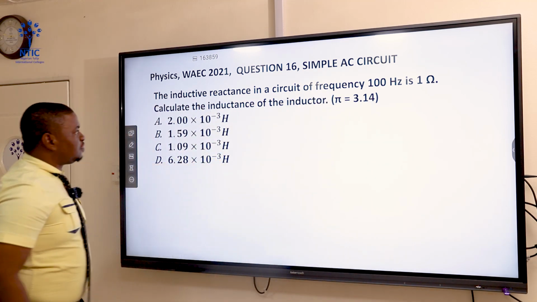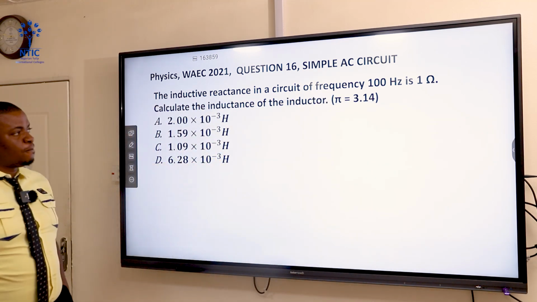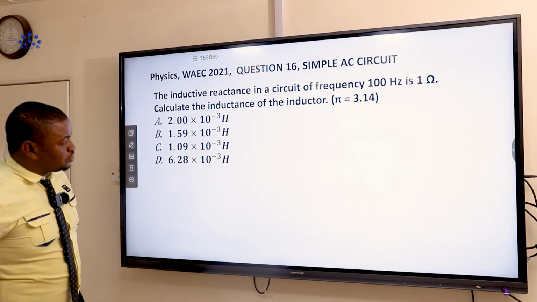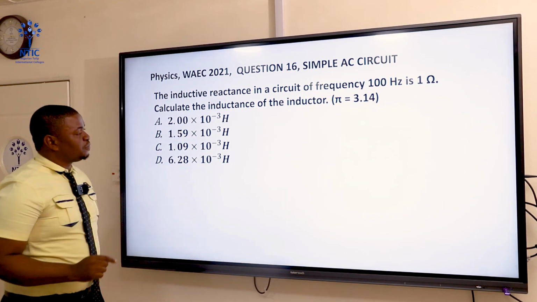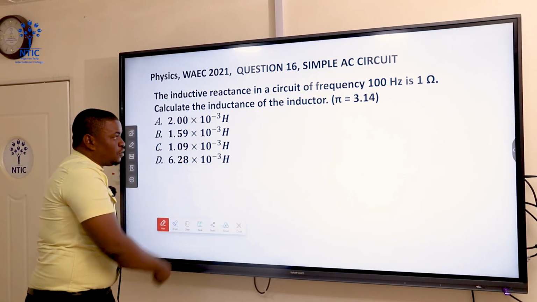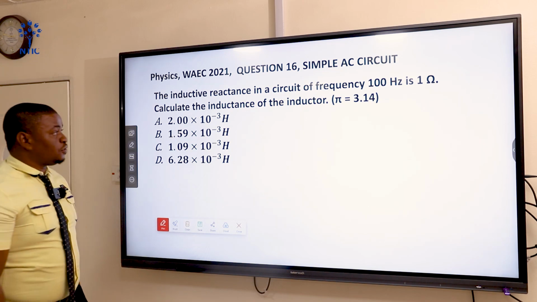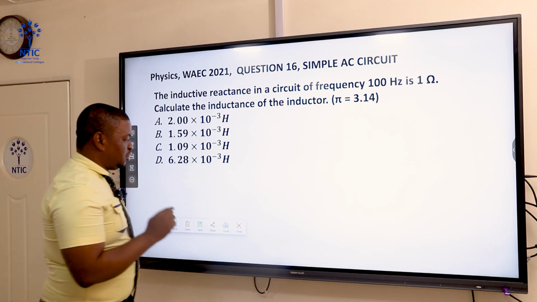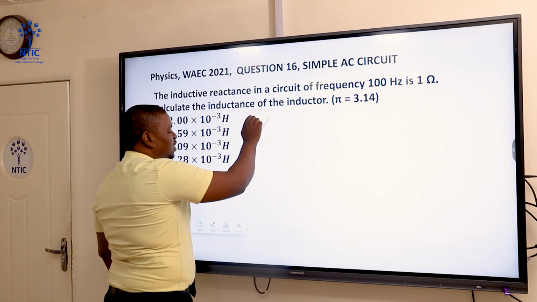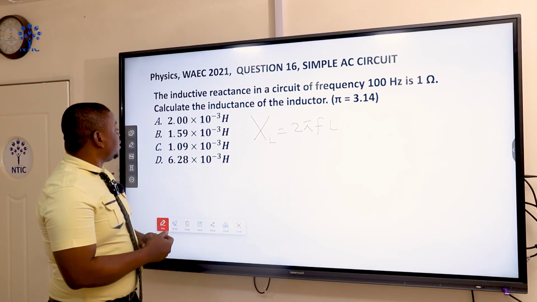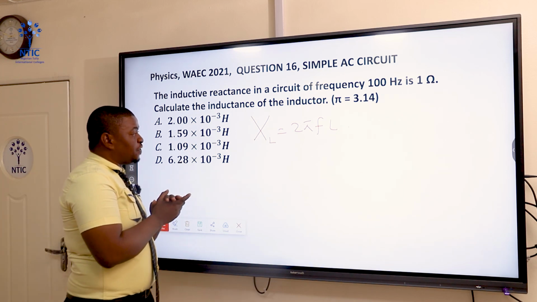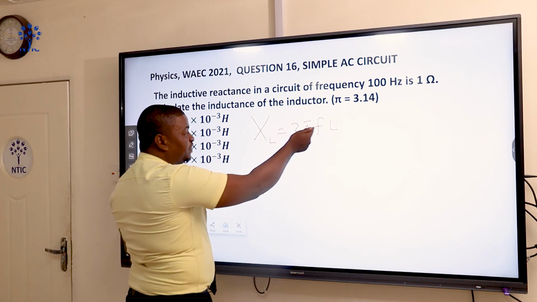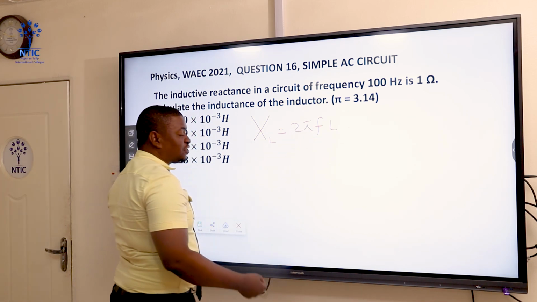It says the inductive reactance in a circuit of frequency 100 Hz is 1 ohm. Calculate the inductance of the inductor. Now in AC circuits, we have what we call an inductor, and we have what we call a capacitor. If you have an AC circuit made up of an inductor alone, the opposition it offers is given as inductive reactance. The inductive reactance of a circuit is given as XL, which is 2 pi FL. F is the frequency and L is the inductance.